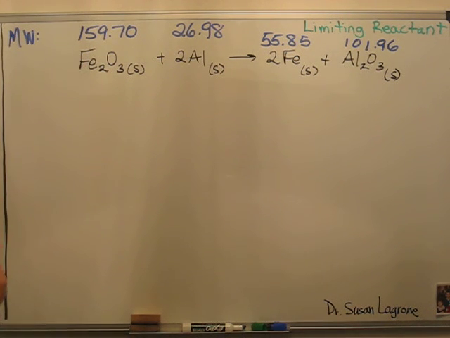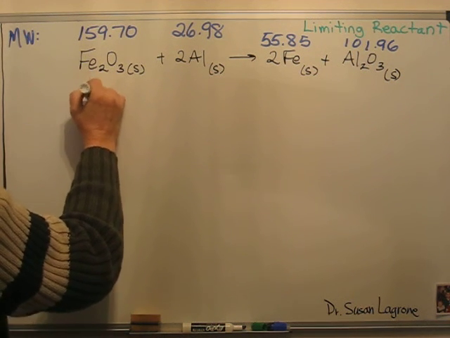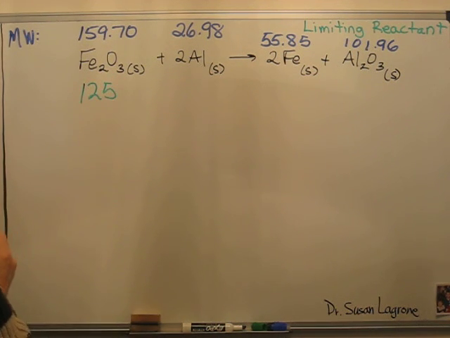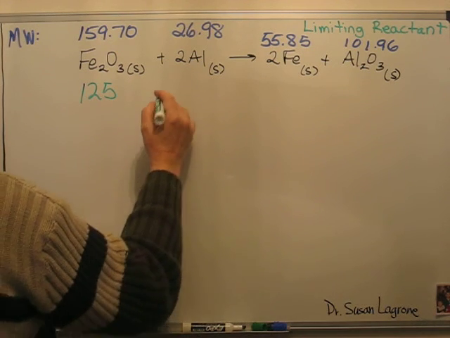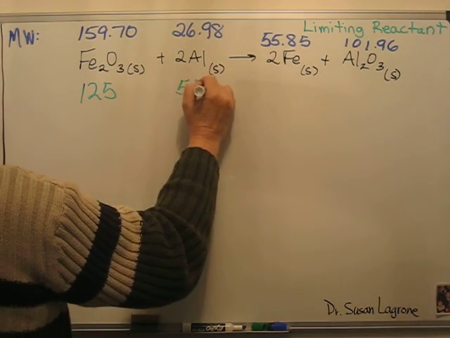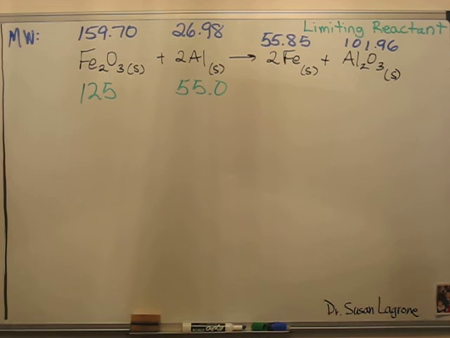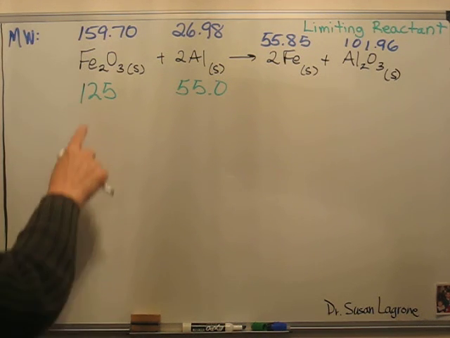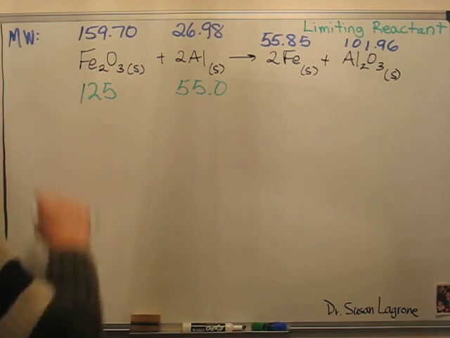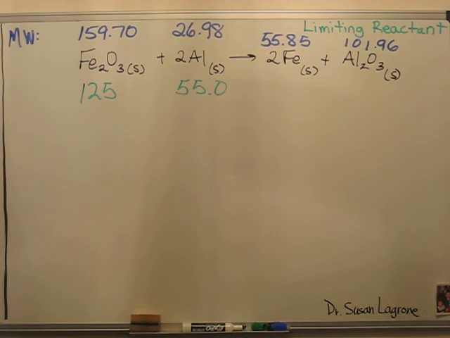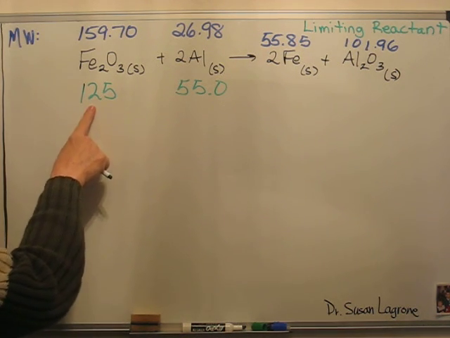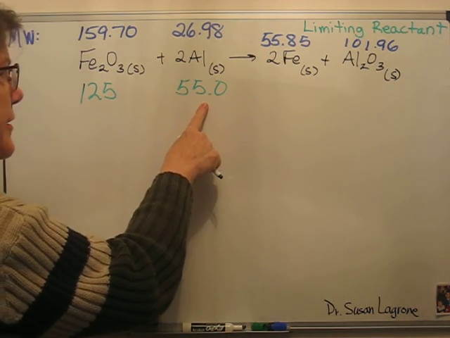This time, to make it limiting reactant, I have to give you amounts for iron 3 oxide. I'm giving you 125 grams, and we're going to do 55.0 grams for aluminum. So I know it's limiting reactant because I gave you amounts for more than one reactant. So I have to decide, is this in excess or is this in excess?